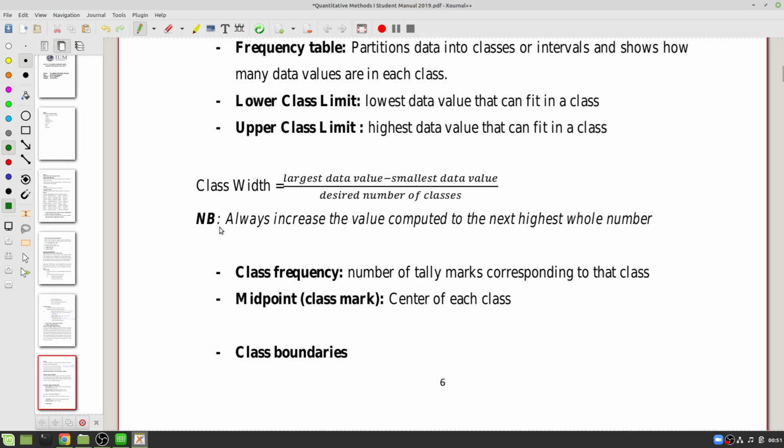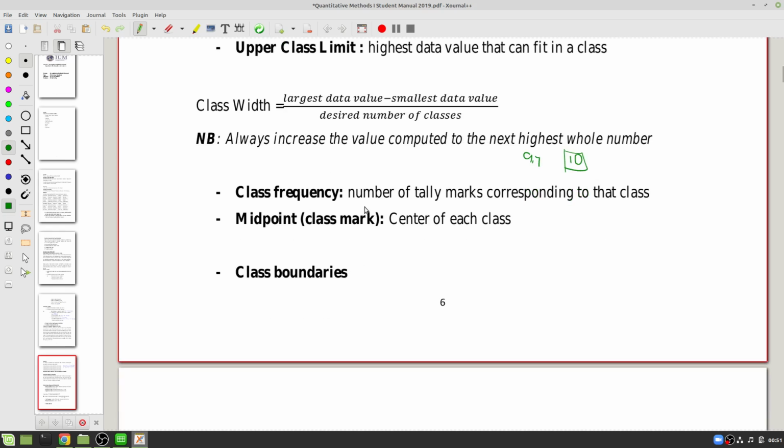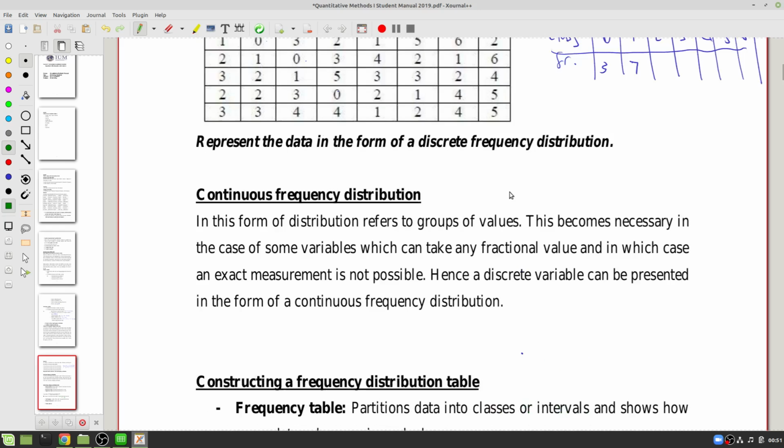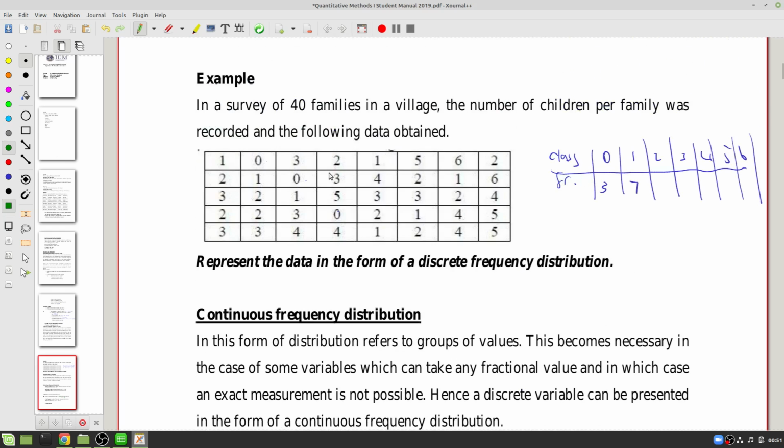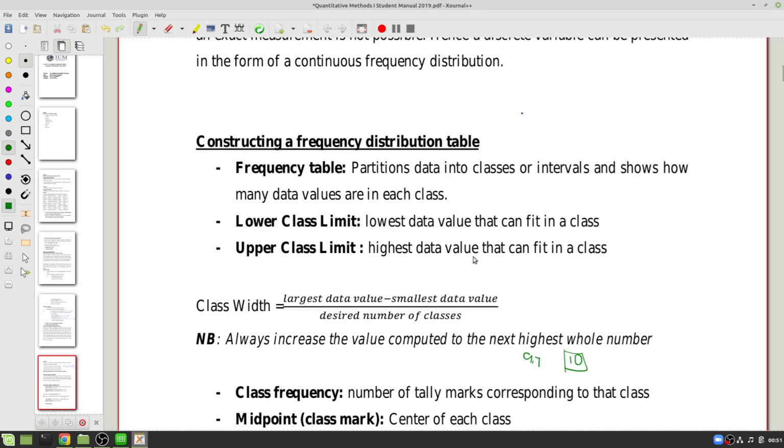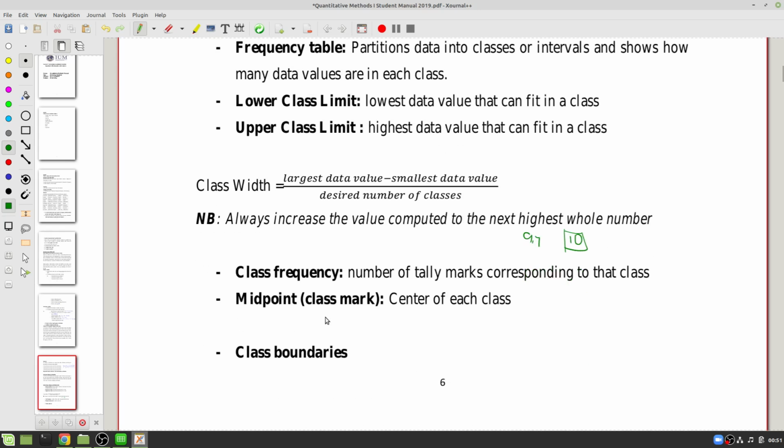Now in B, always increase the value computed to the next highest whole number. So if you get like 9.7 as one of your answers, then we're going to make it 10. So the class width will be 10 instead of 9.7. So we're going to use whole numbers for class widths. Okay, class frequency. So that's the number of tally marks corresponding to that class. So the frequency again will just be you count how many things fall into that category, and that'll be your class frequency. The midpoint, that's the center.